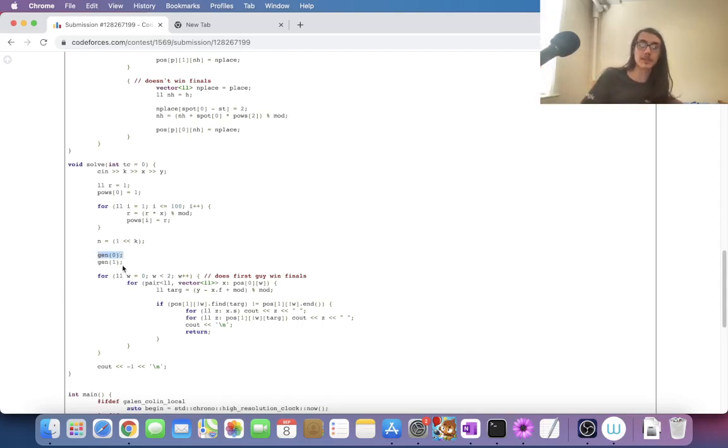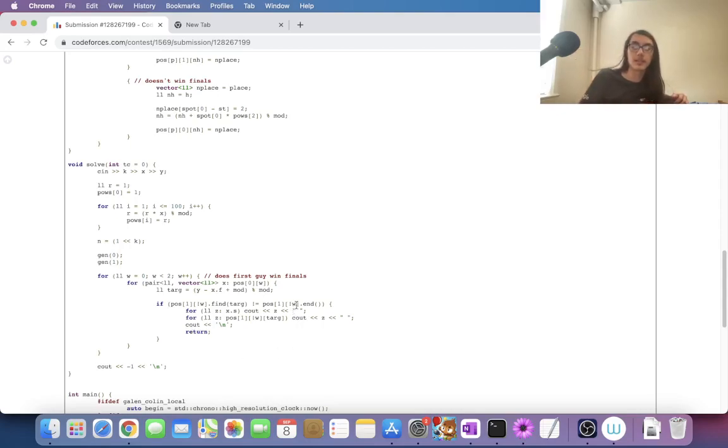Then I will generate for the first half and generate for the second half. I'll go over this code after. But once we do generate, we're going to iterate over whether the first person wins the finals. Then for each possible outcome for the first player winning the finals, the first number is the hash, the second is the list of positions. We find the target. Again, you have to add mod to keep it non-negative. And then we ask, does this exist in the map for the other half?